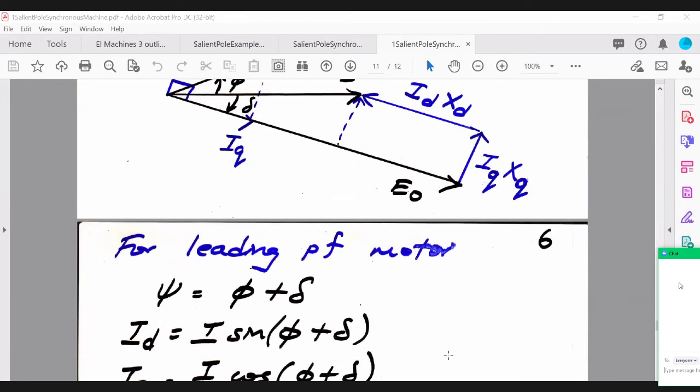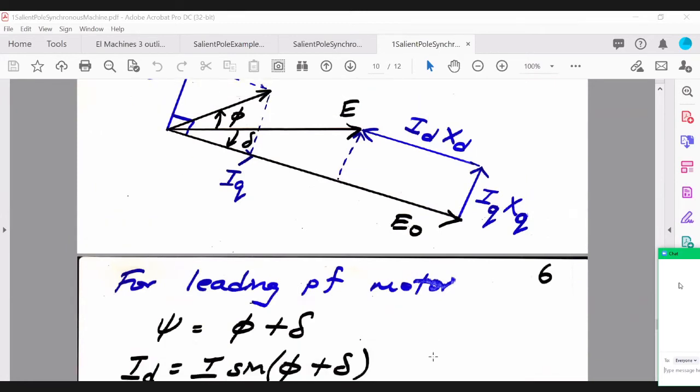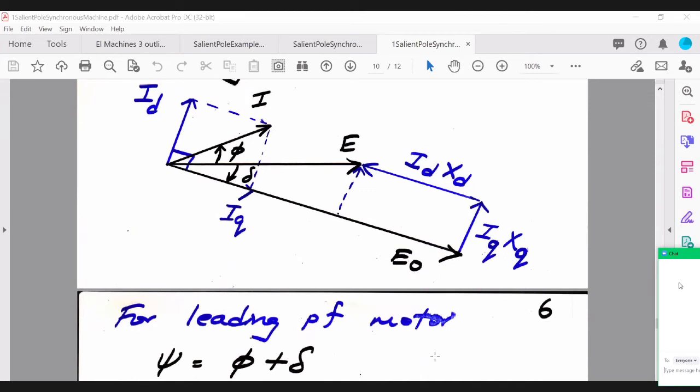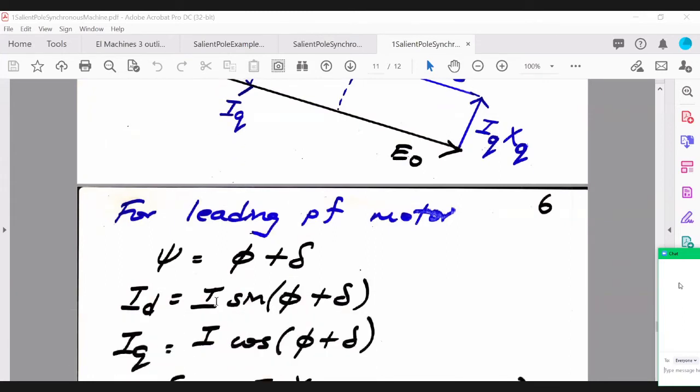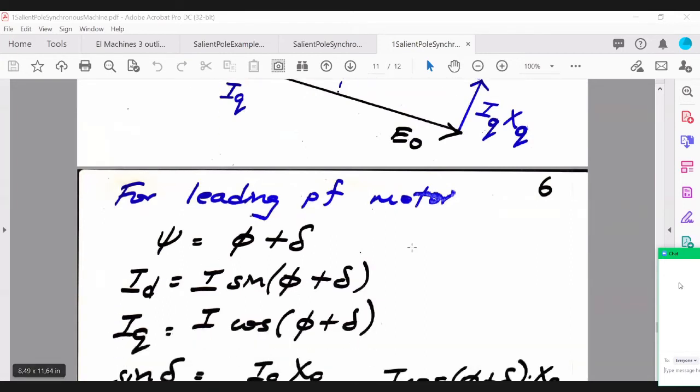And we can write those two components, which is ID and IQ, but you have to just be careful here. The angle between I and E naught, as you can see here, is now the sum of phi and delta. So the two components are I sine(phi plus delta) and I cos(phi plus delta). As you can see, the two resolved components have changed due to the power factor of the motor. Those two components have their formulas changed.